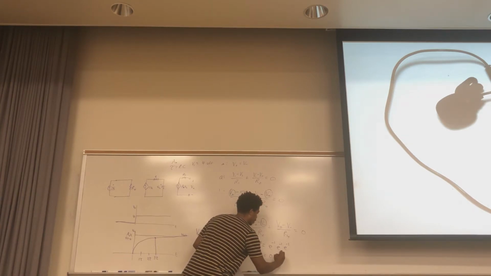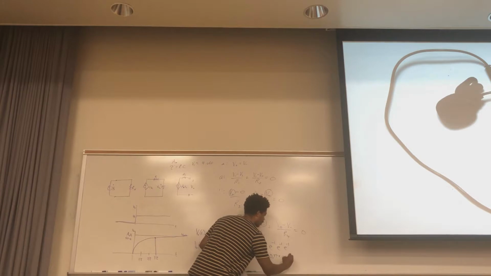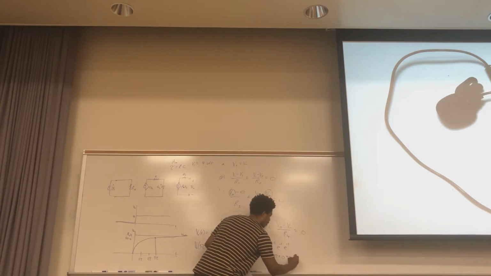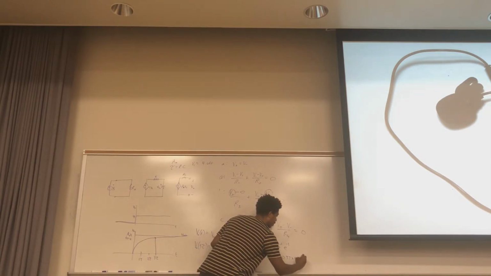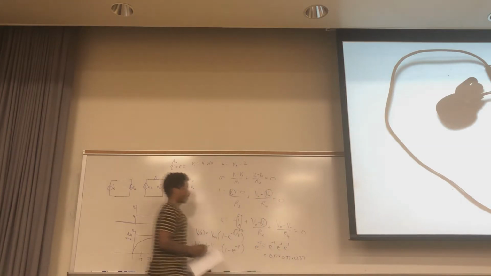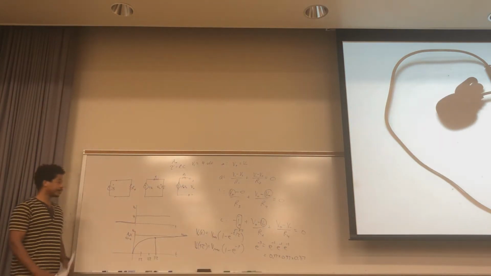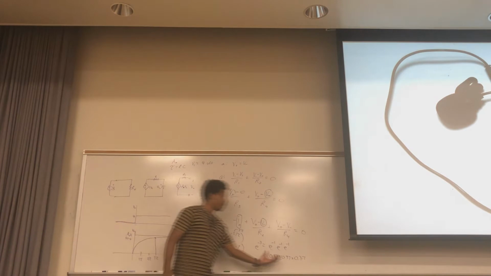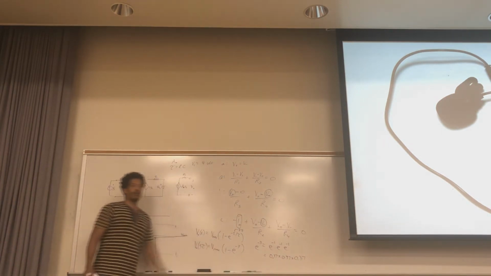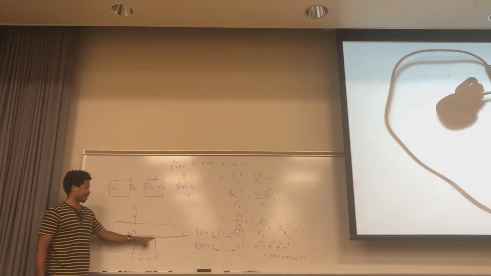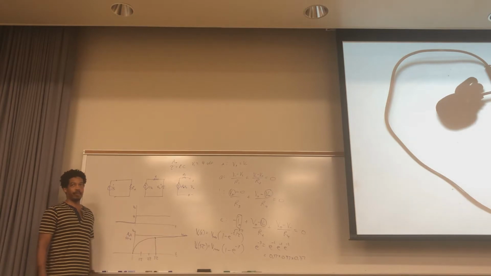0.37, 0.37, 0.37. So e to the negative 3 is going to be a really small value. So you're probably over 90% there by the time you get to 3 tau.